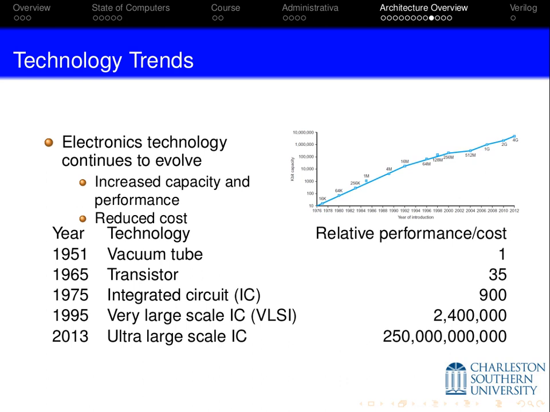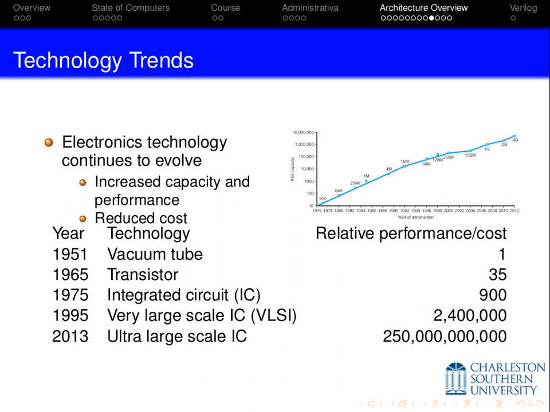All right, technology trends. I don't know if y'all can see this. Relative performance per cost. So in 1951, we all remember, because we all have our vacuum tubes in our closet that we keep around, right? Then in 1965, someone came up with this cool idea of a transistor.